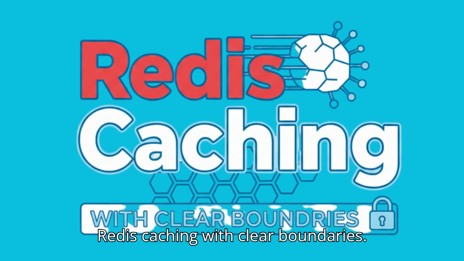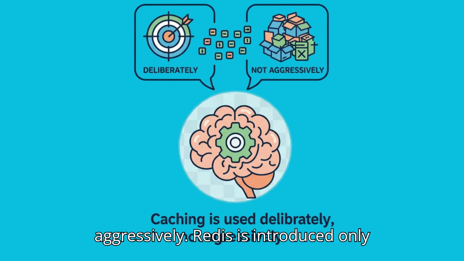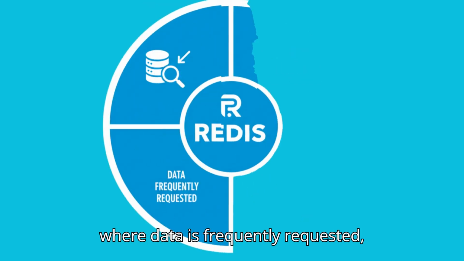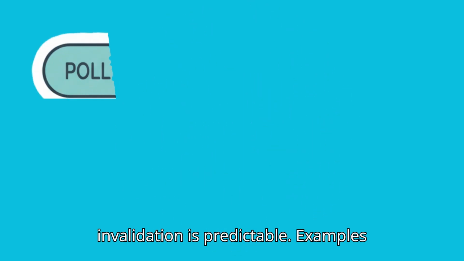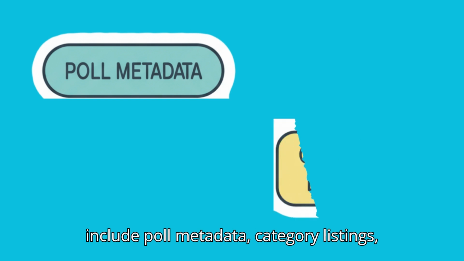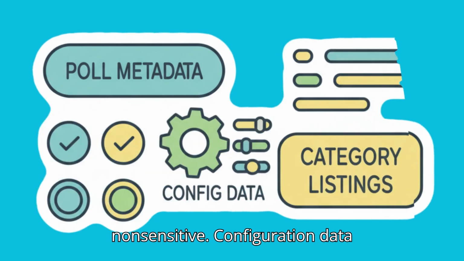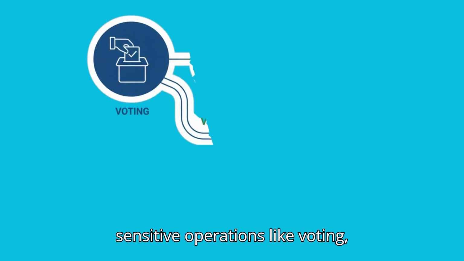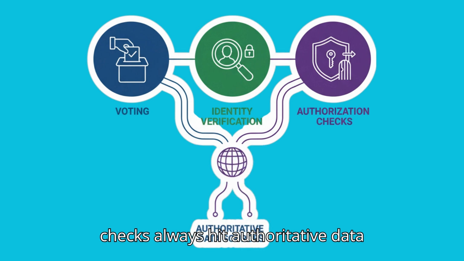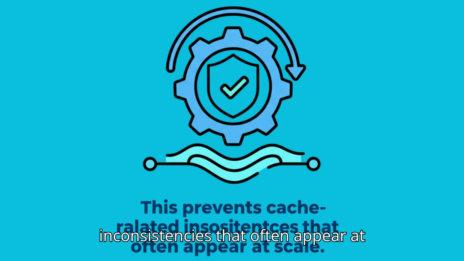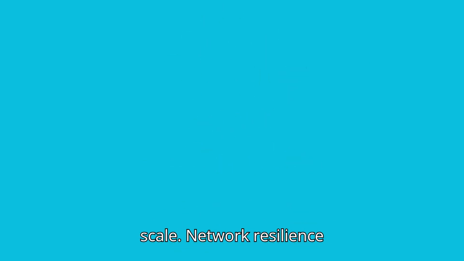Redis caching with clear boundaries. Caching is used deliberately, not aggressively. Redis is introduced only where data is frequently requested, staleness is acceptable, and cache invalidation is predictable. Examples include poll metadata, category listings, and non-sensitive configuration data. Sensitive operations like voting, identity verification, and authorization checks always hit authoritative data sources. This prevents cache-related inconsistencies that often appear at scale.